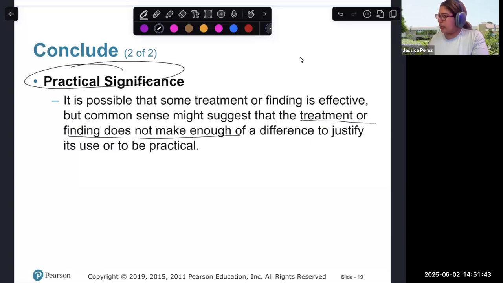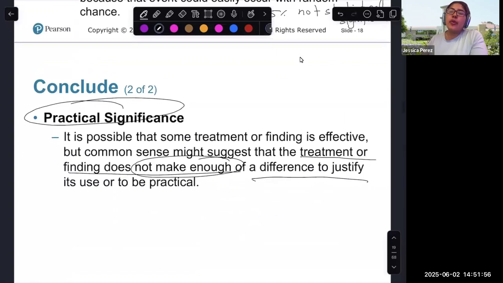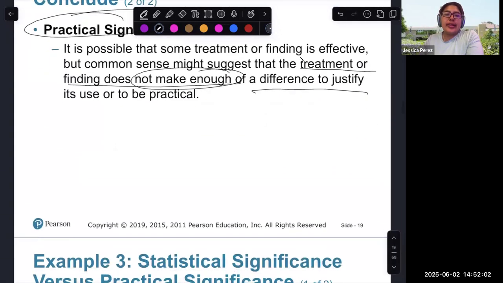So the findings or the treatment does not make enough of a difference to justify it or to be practical. So these studies are more of, is it worth it or is it not worth it? They don't have statistical significance. We're just looking at whether something is practical or not practical. Is this study worth it or not worth it? That is the difference.